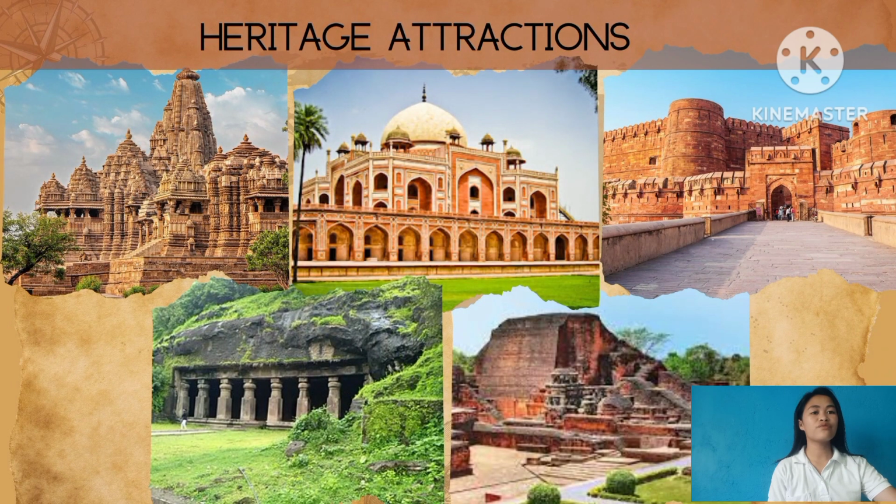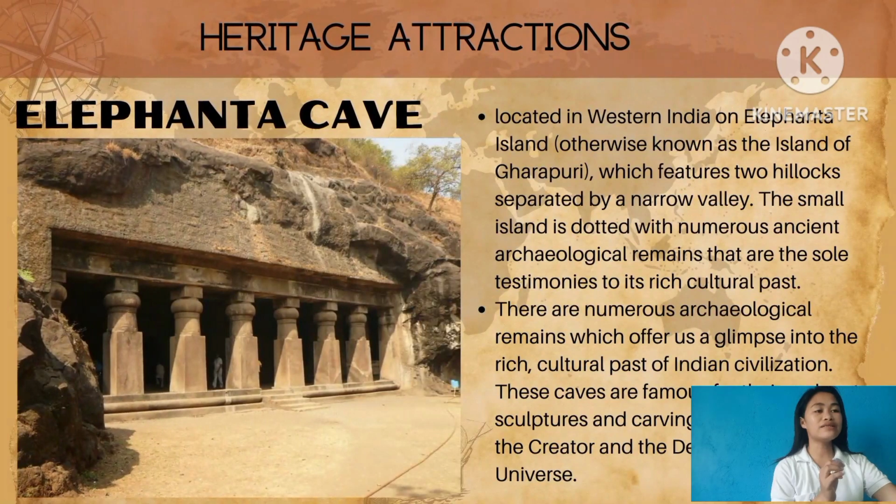Next I will focus on the Elephanta Caves. They are located in western India on Elephanta Island, otherwise known as the island of Gharapuri, which features two hillocks separated by a narrow valley. The small island is dotted with numerous ancient archaeological remains, the sole testimonies to its rich cultural past, which offer us a glimpse into the rich cultural past of Indian civilization.